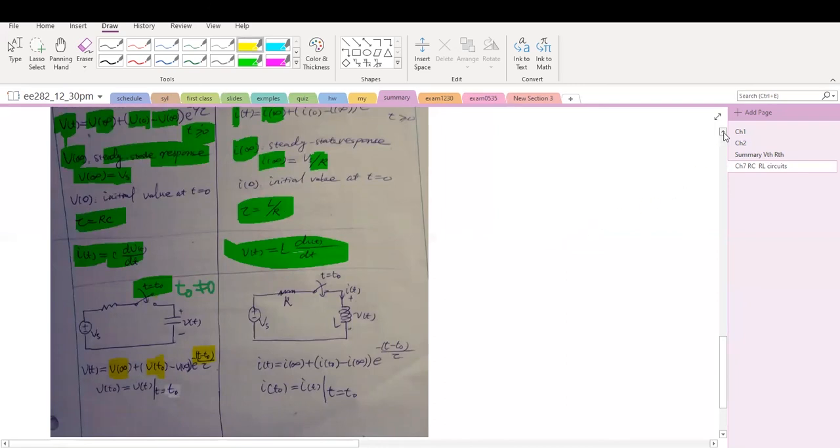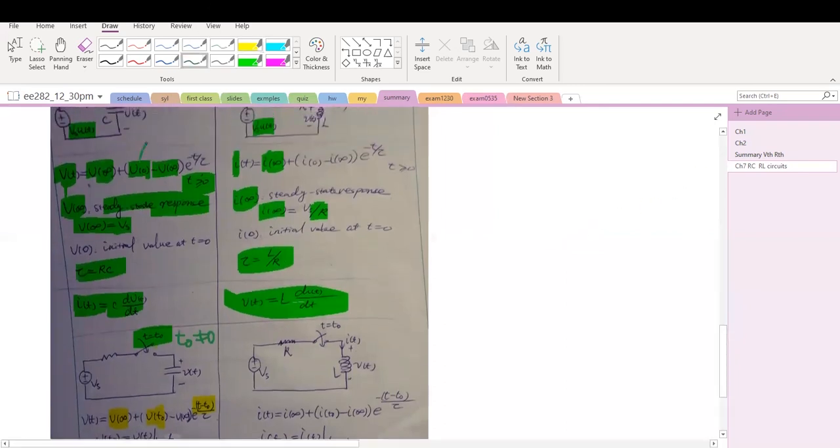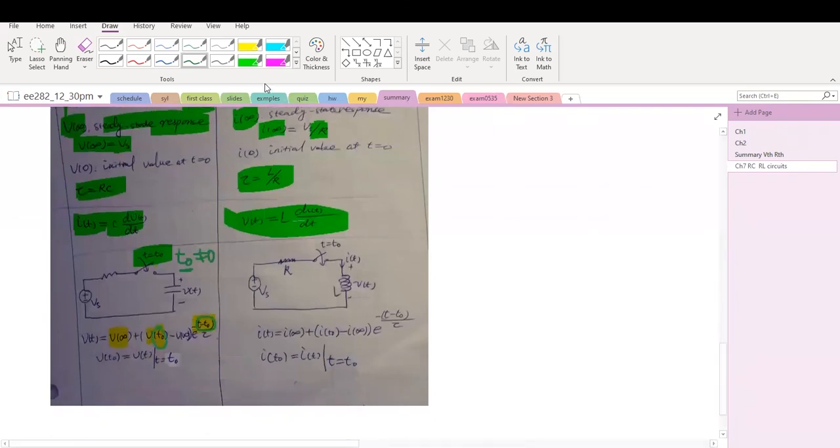If we compare the case when the switch closes at t equals 0 and the case at t equals t naught, in this circuit the switch closes at t equals t naught. So we replace t by t minus t naught, and the initial value becomes V of t naught. The same thing for the inductor: i of t equals I infinity plus (I of t naught minus I infinity) times the exponential. The initial value is I of t naught, and the time becomes t minus t naught in this exponential. This is the initial value at t equals t naught.